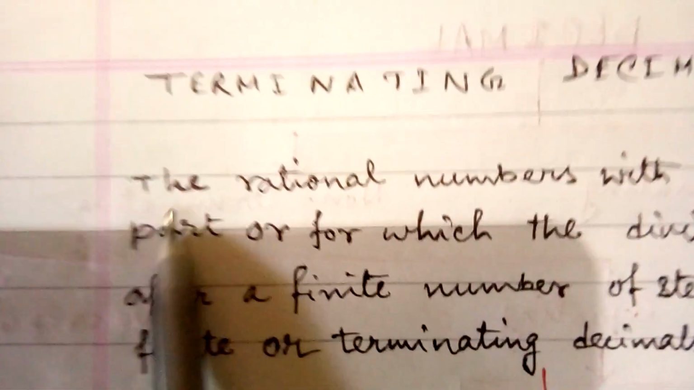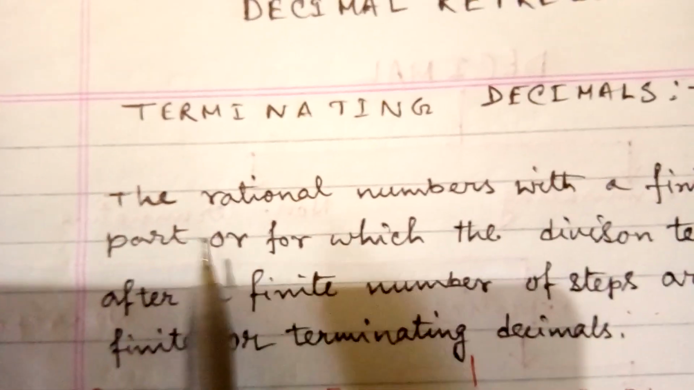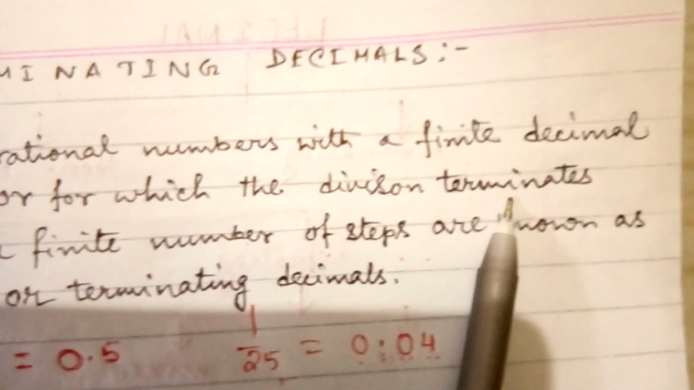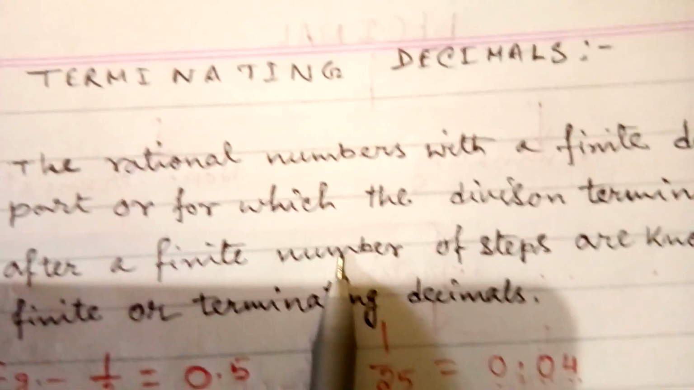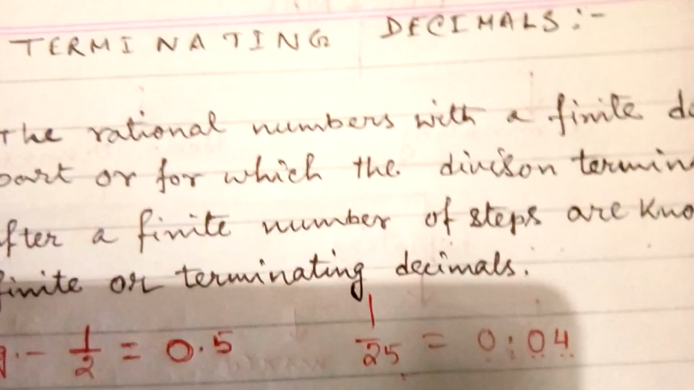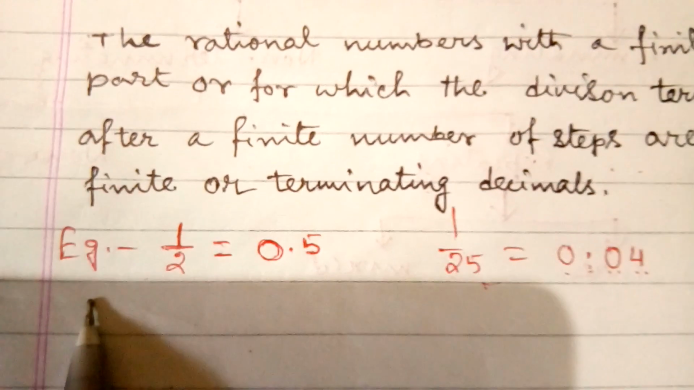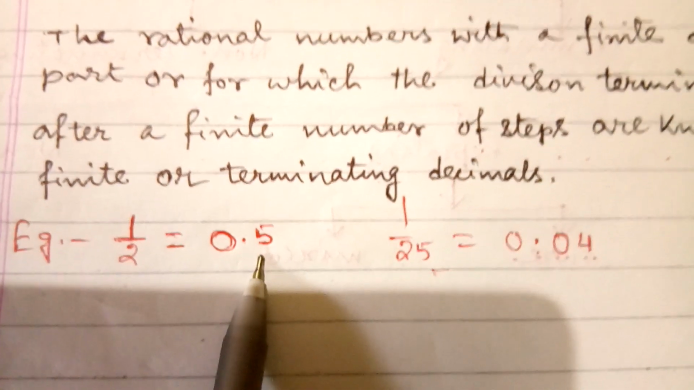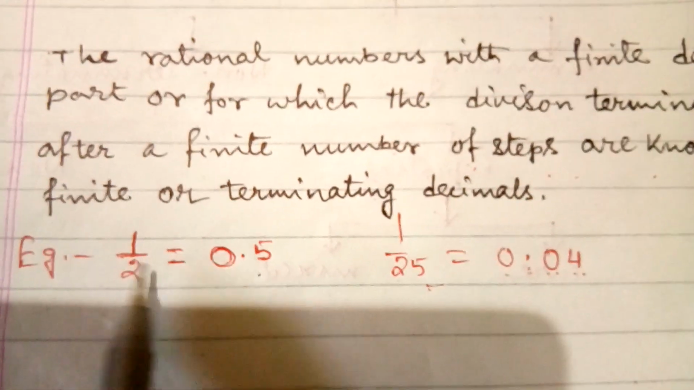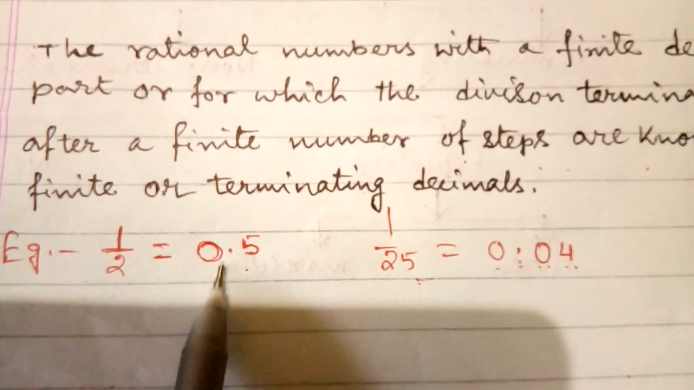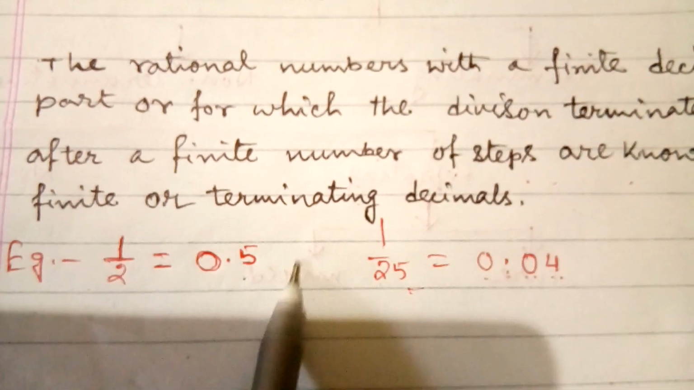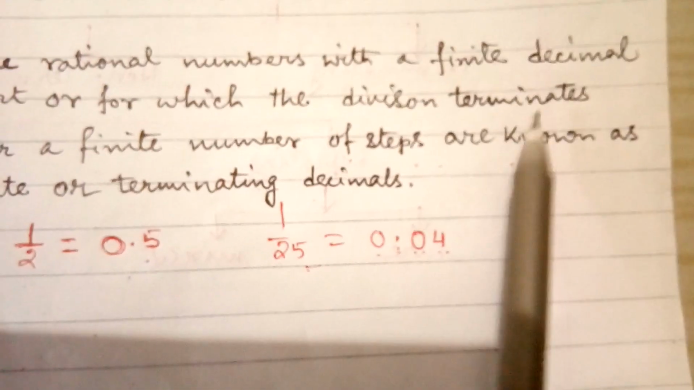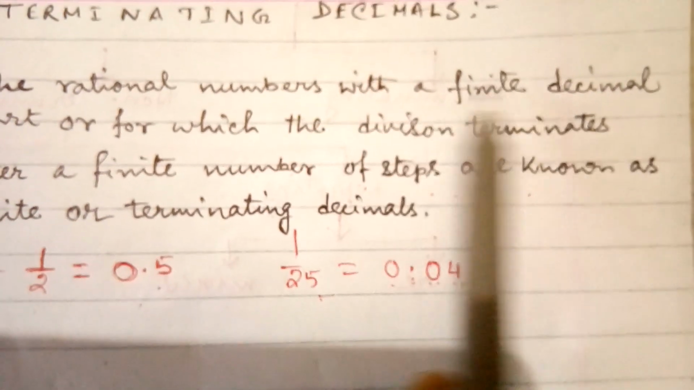You can read here, the rational numbers with a finite decimal part, or for which the division terminates after a finite number of steps, are known as finite or terminating decimals. I have also written an example, 1 by 2. Everybody knows, as a class 9 student, 1 by 2 can be represented as 0.5. After the decimal point, you can see it is a finite decimal part.